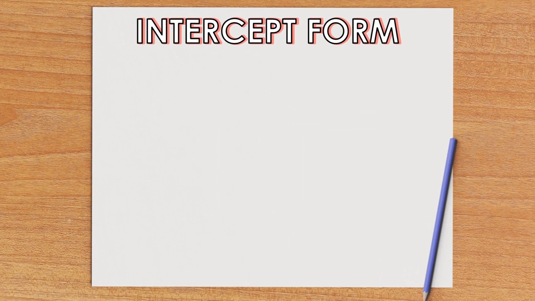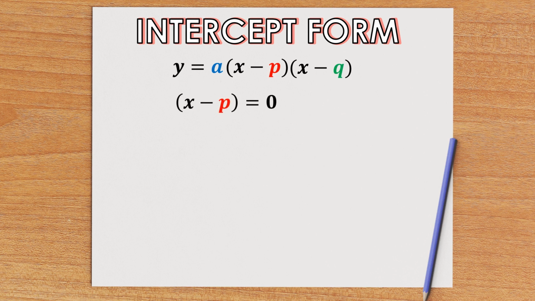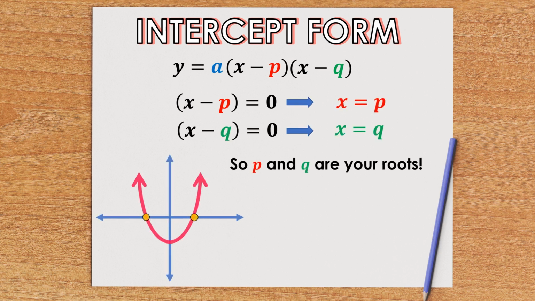The intercept form of a quadratic is one of the nicer forms, because it makes it easy to find the roots. This form already does the factoring for you. All you have to do is set each group equal to 0 and solve for x. We do this because our solutions, or roots of a quadratic, occur when the parabola intersects the x-axis, which is also when y equals 0. Let's look at an example.